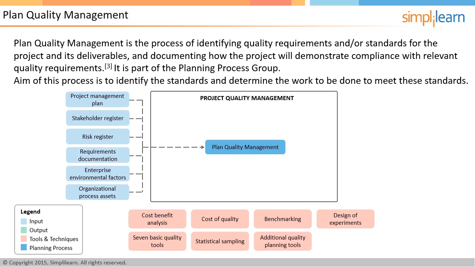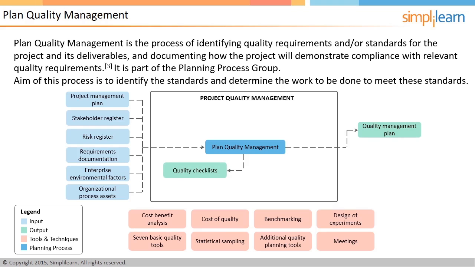Other additional tools, such as brainstorming, force field analysis, etc., may be used to determine the quality management plan for the project. Conducting regular meetings is another important tool. The quality management plan has to be determined in a collaborative manner by consulting the team members and other stakeholders. Quality management plan is a key output of this process.